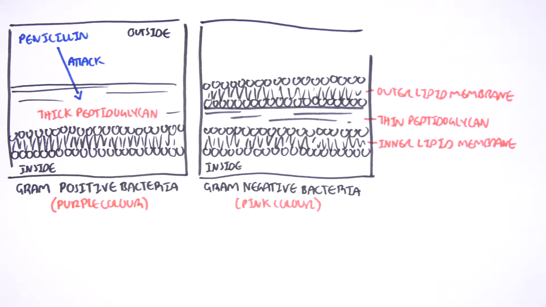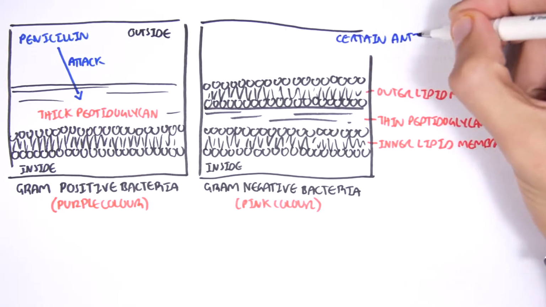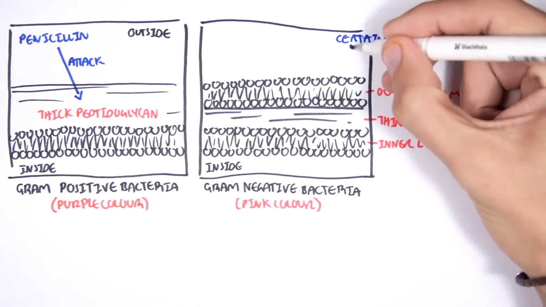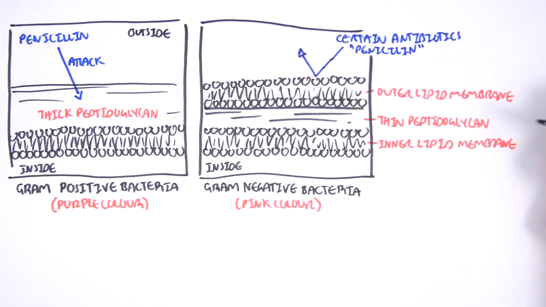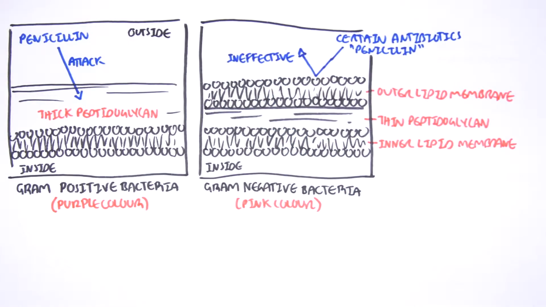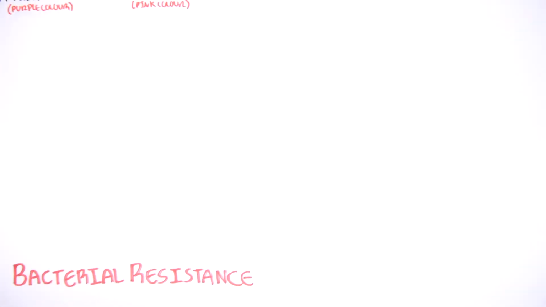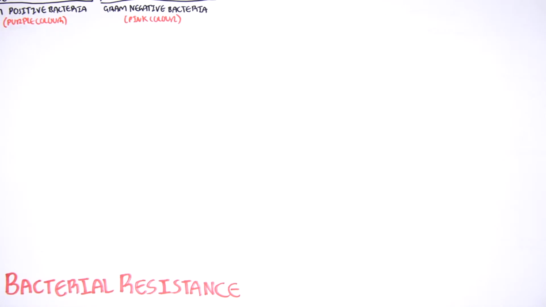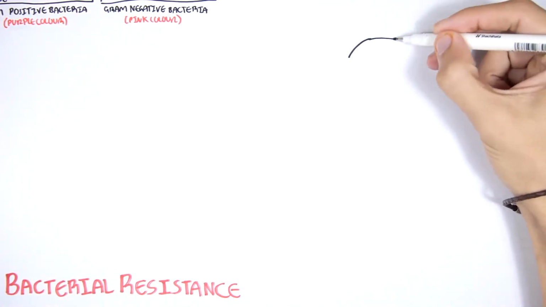However, penicillin is not very effective against gram-negative bacteria because there is an outer lipid membrane in the way, and also the peptidoglycan layer is quite thin over here. So that's an important reason why some antibiotics, such as penicillin, are not very effective against gram-negative bacteria. So what other types of antibiotic resistance mechanisms do bacteria have?